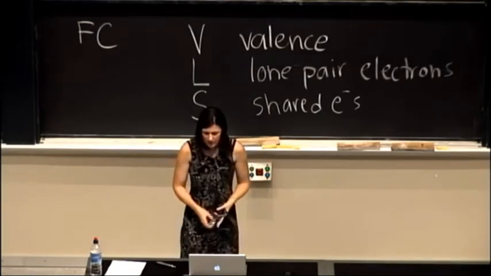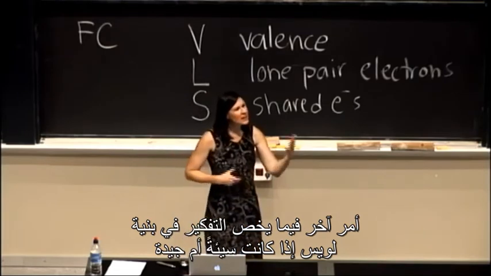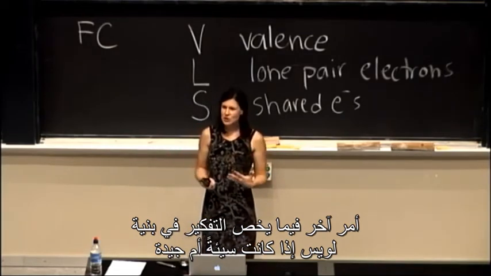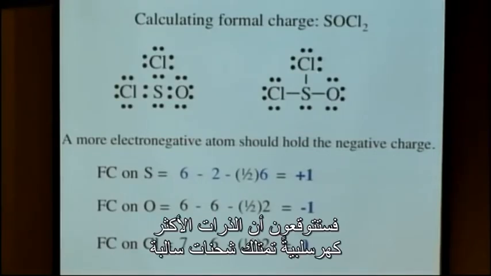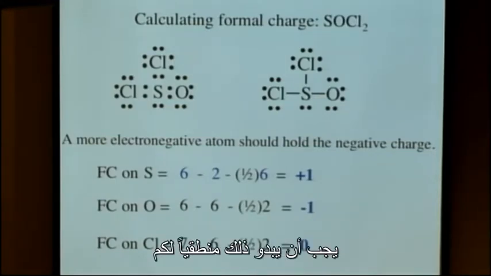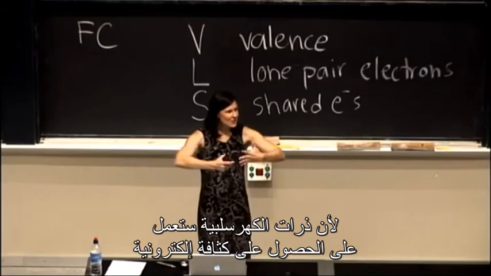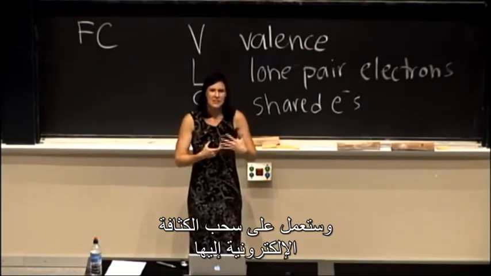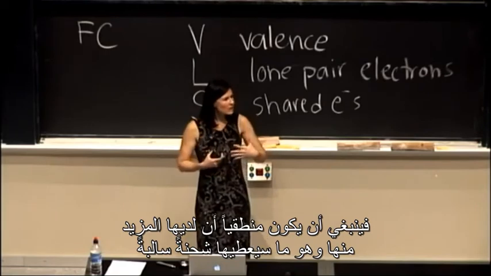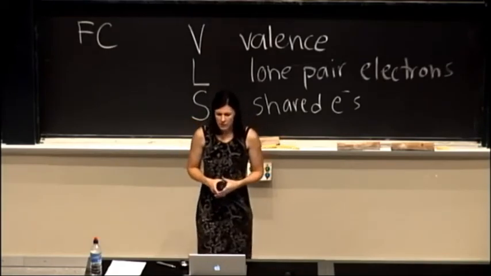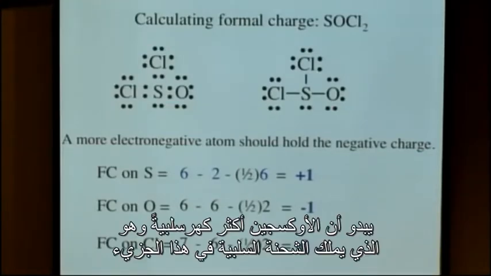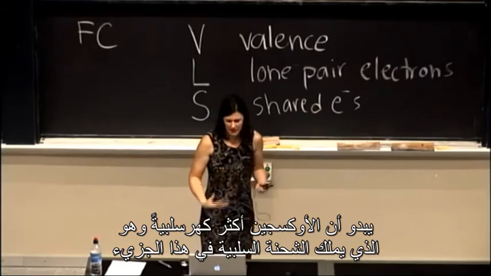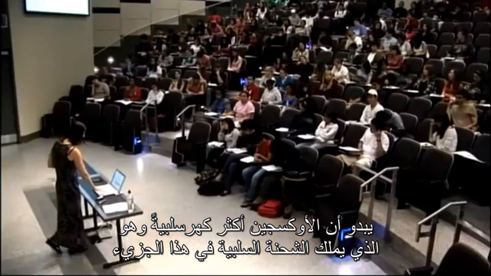Another thing to mention in terms of thinking about whether you have a good or a bad Lewis structure is that when you figure out the formal charge on each of the atoms, it's the more electronegative atoms that you would expect to have the negative charge. That should make sense to you because electronegative atoms want to have electron density. They want to pull in electron density to them. So it would make sense that they have more of it, which would give them a negative charge. If we compare the sulfur to the oxygen, oxygen is more electronegative, and that is what holds the negative charge in this molecule.